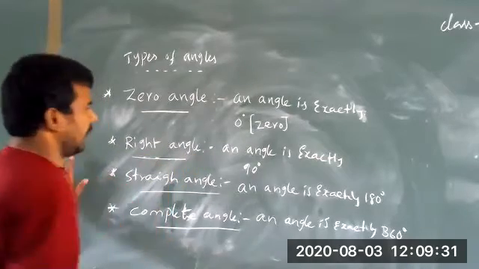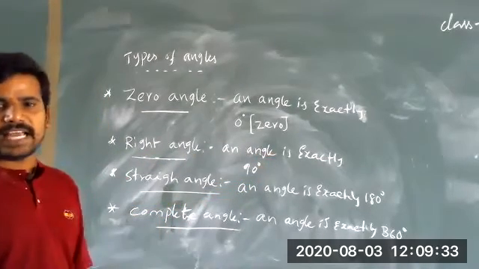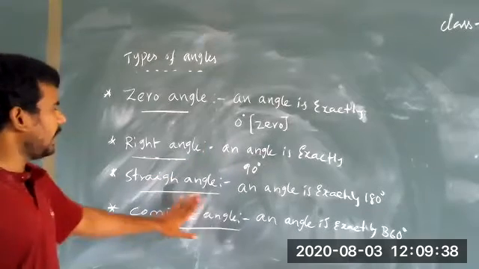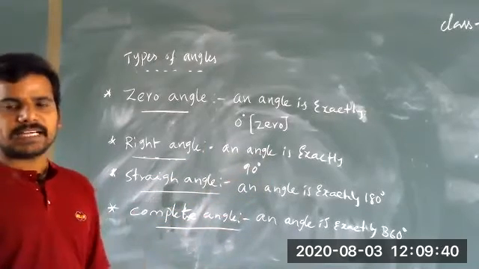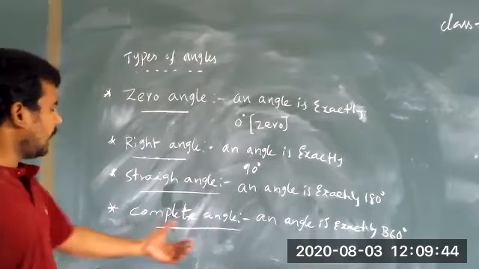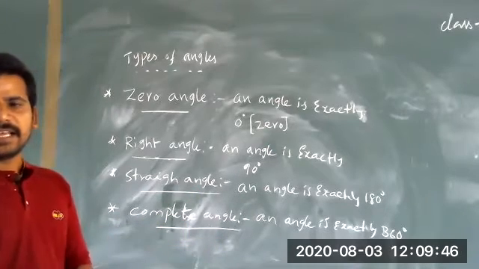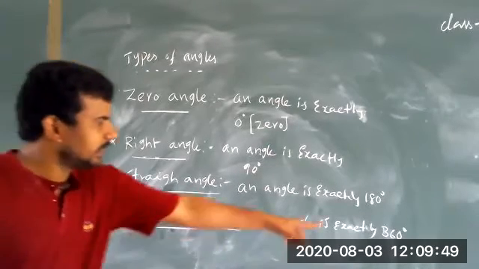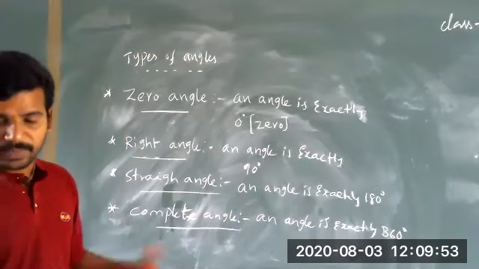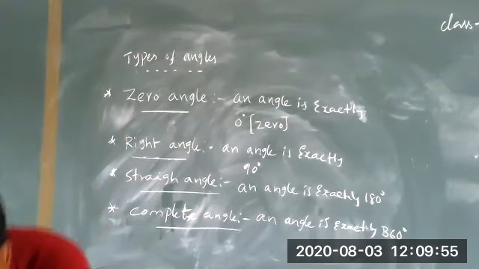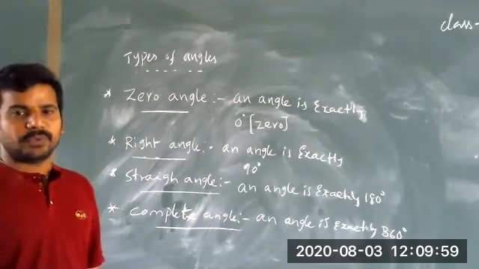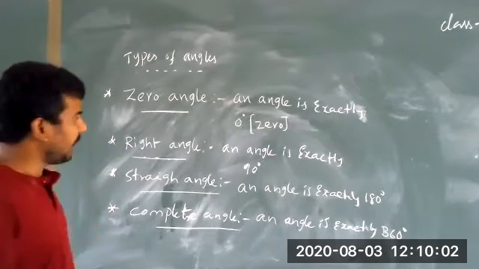Now right angle: an angle is exactly 90 degrees, so it is called right angle. Straight angle: an angle is exactly 180 degrees, so it is called straight angle. Complete angle: an angle is exactly 360 degrees, so it is called complete angle. Next, one more, the three types are there: acute angle, obtuse angle, and reflex angle.